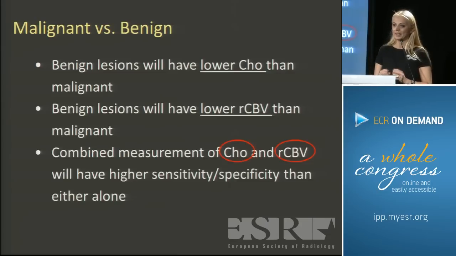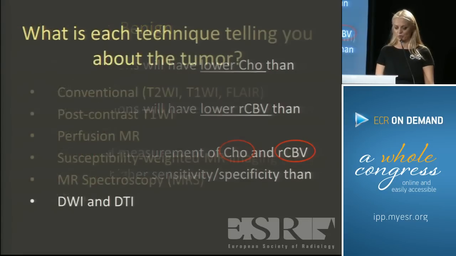So just, again, general rules. Benign lesions have lower choline than the malignant ones. Benign lesions have lower perfusion than malignant ones. By combination of these two parameters, you have a very high sensitivity and specificity in preoperatively grading tumors.